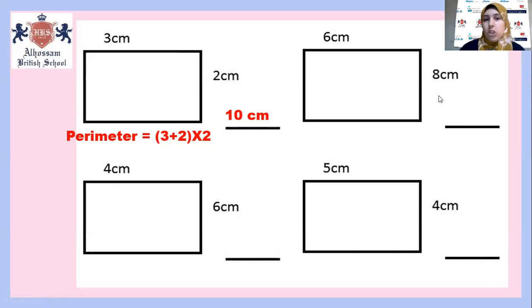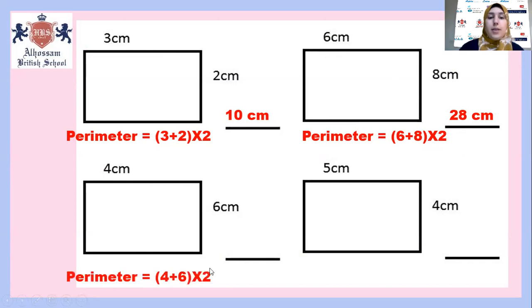6 and 8. So 6 plus 8 equals 14. Multiplied by 2 equals 28. Next, 4 and 6. It's a rectangle. So what we are going to do, 4 plus 6 equals 10. Multiply the answer by 2 will give you a 20.